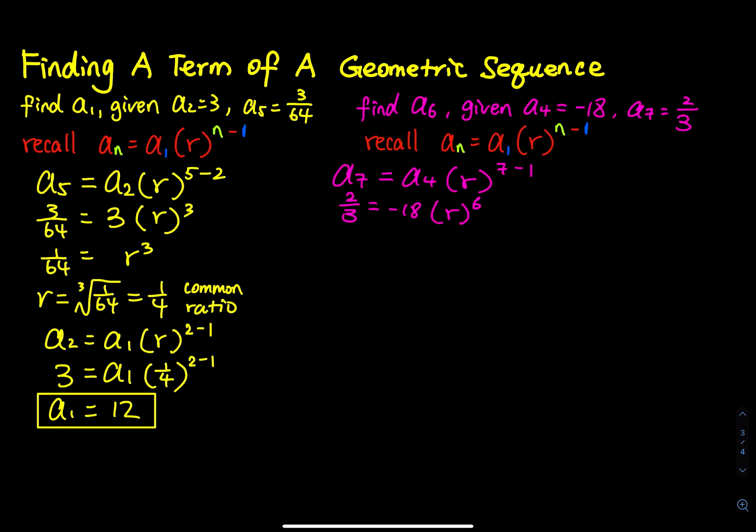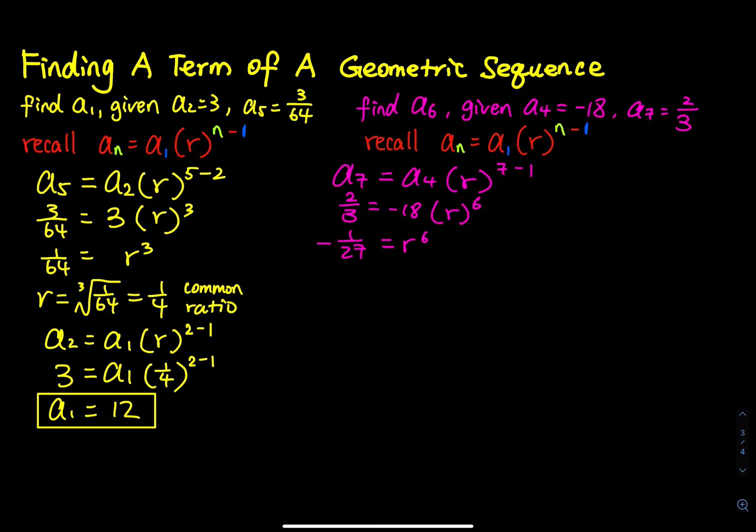So we divide both sides by 18. When we divide both sides by 18, the 2 and the 18 become 1 and 9. 3 times 9 is 27. So we have negative 1 over 27 equals r to the 6th power.